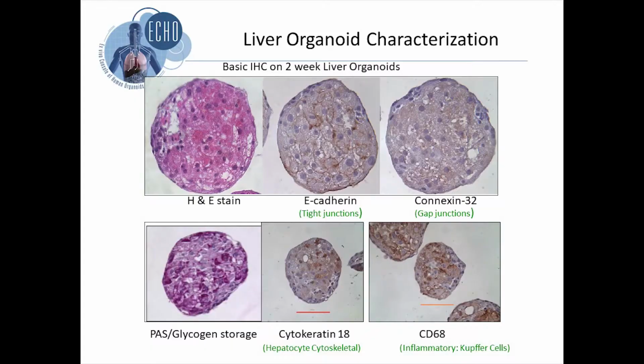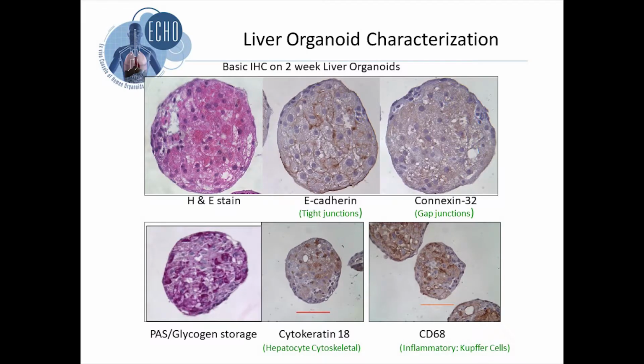Looking at them, this is like the basic immunohistochemistry on 2-week liver organoids. We can see that they're compact. They don't show a fibrotic center or anything, or a necrotic center. They are approximately 200 to 250 microns across. We want to keep them small like that so that we can get plenty of diffusion of nutrients in and out. We found that when we got them up to about 1 millimeter, after a couple of weeks, we always found necrosis in the center.